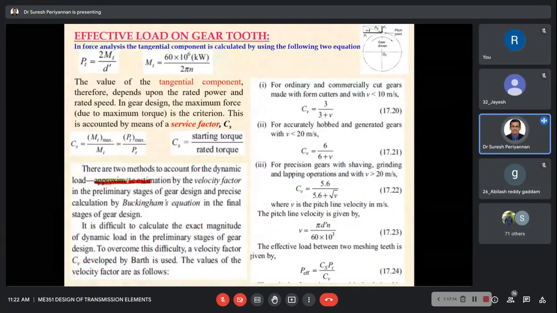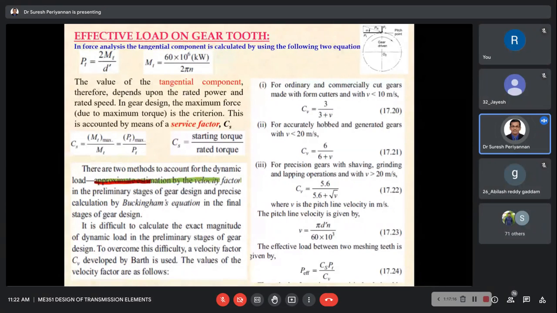The first one is approximate estimation by the velocity factor in the preliminary stage of gear design. Okay, for the precise evaluation or design of the gear, the second one is by the Buckingham equation, the final stage of gear design. This is the second stage. What is the Buckingham equation? We will see later. Okay, now the first stage.